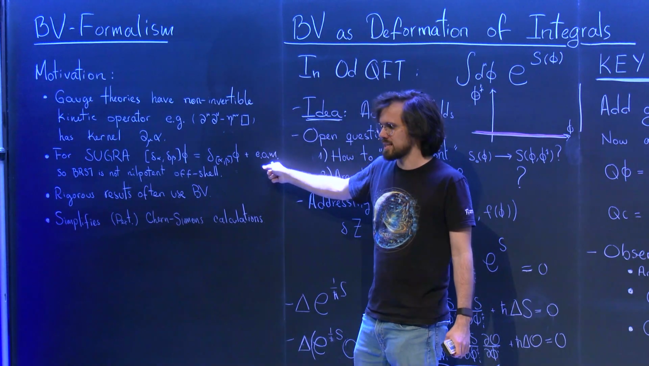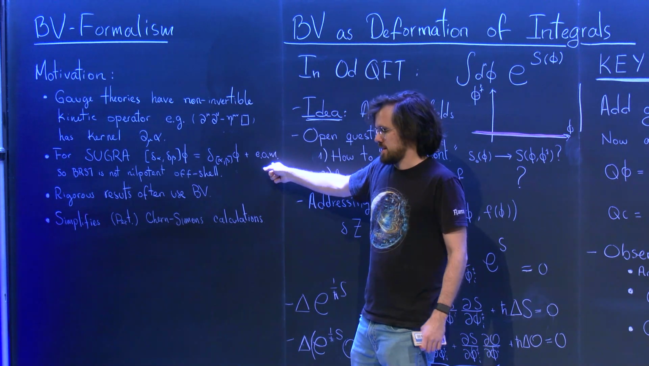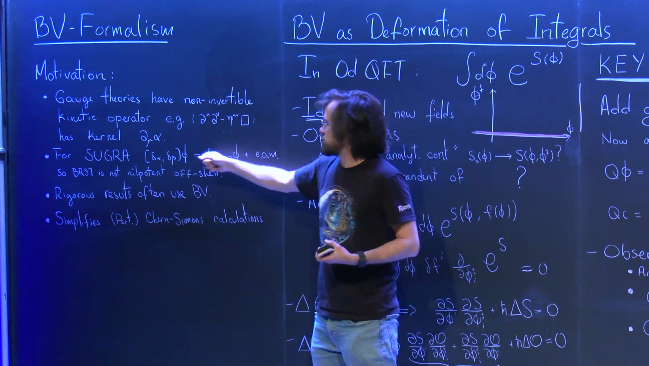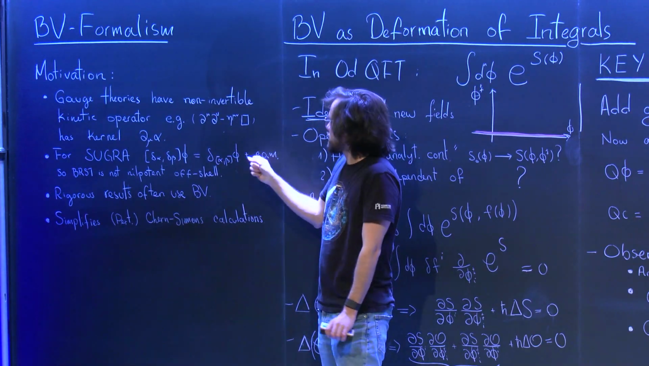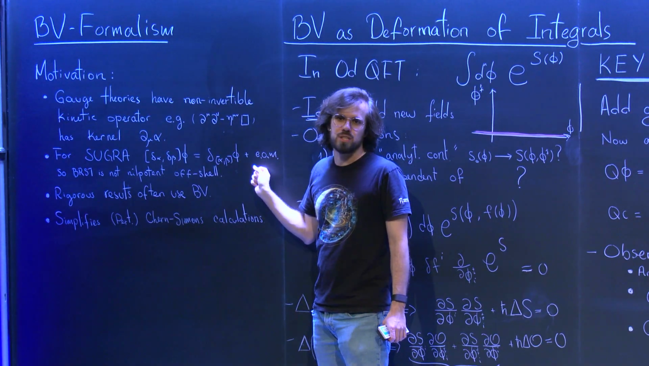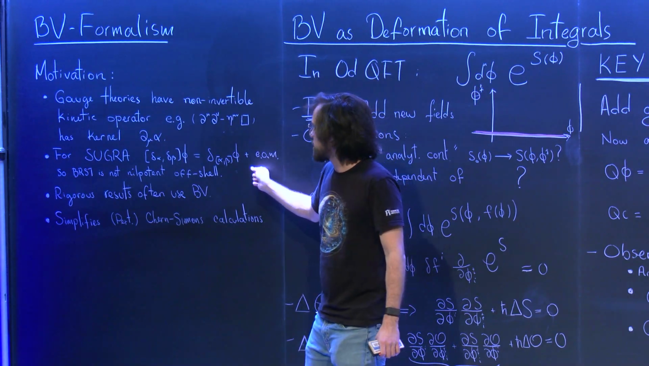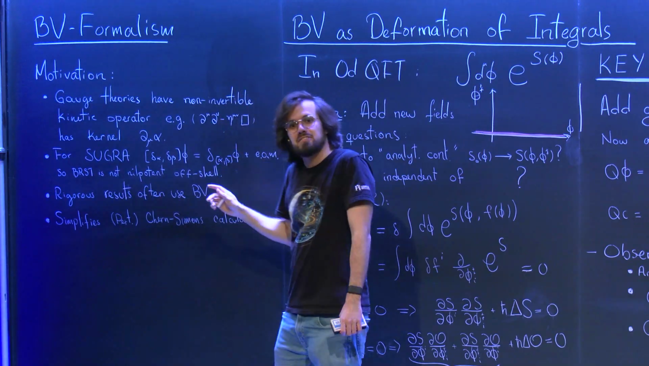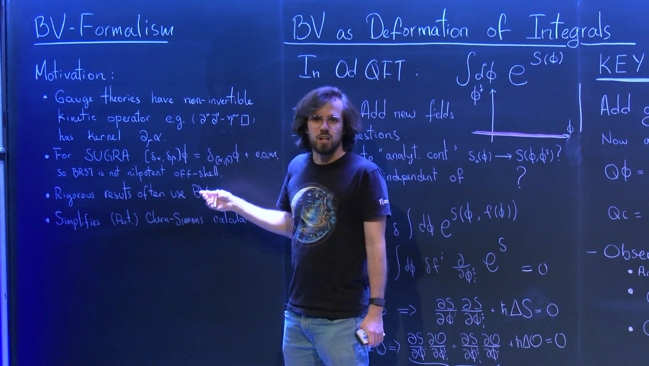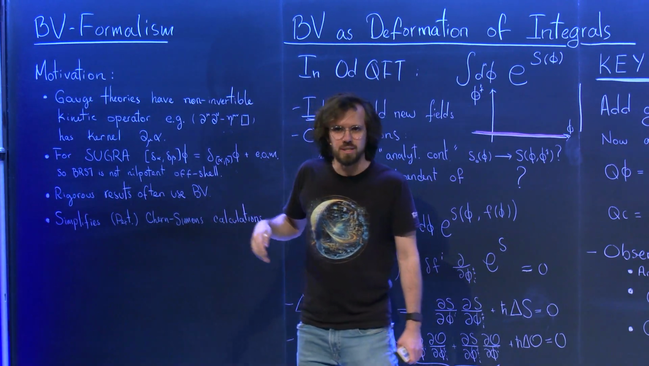So what this is telling us is that this gauge transformation is a Lie algebra homomorphism, but only on shell, only if we impose the equations of motion. And in particular, the same holds for BRST. The symmetry is only nilpotent if we're on shell. Off shell, sorry, it doesn't hold.